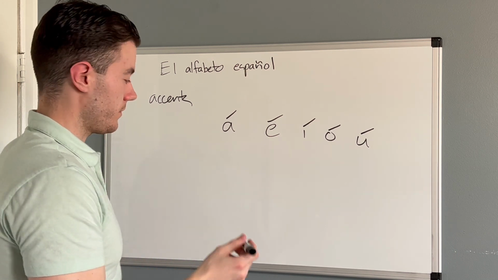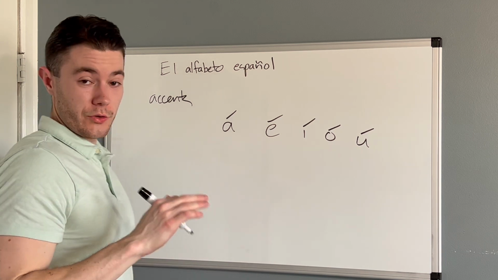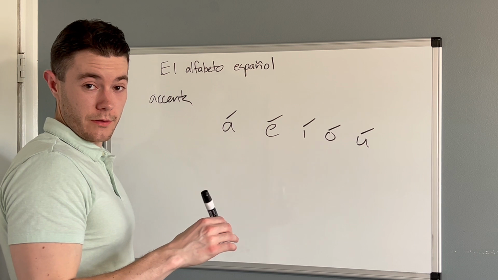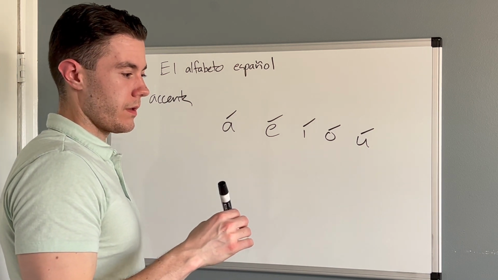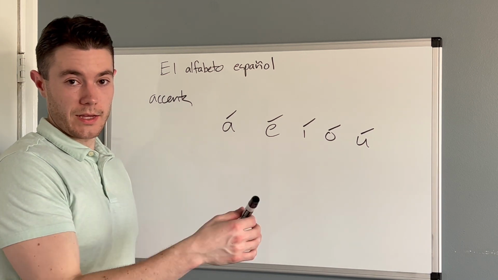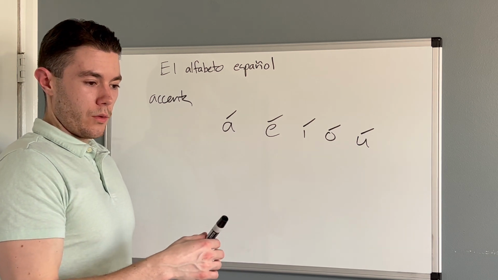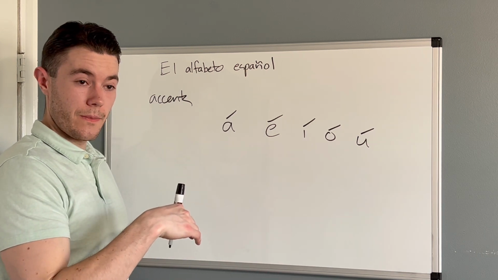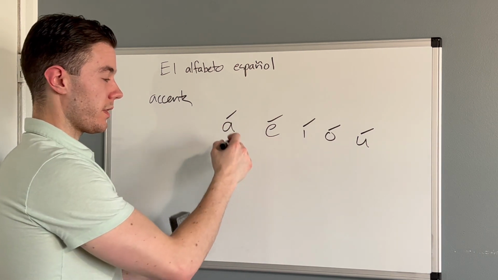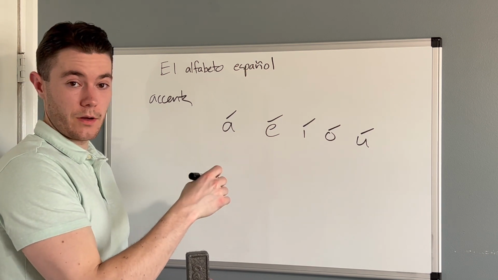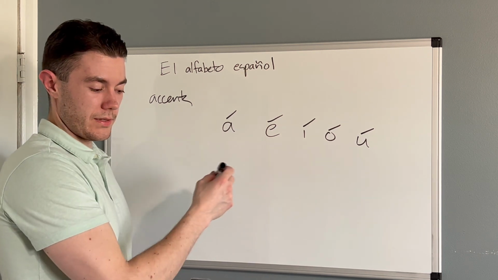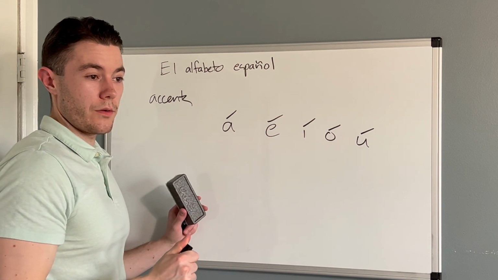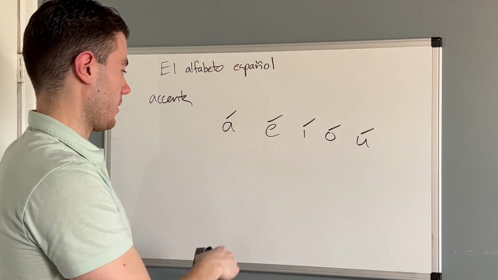So stress is very regular. I'll make another video explaining stress. It's very regular in Spanish. If the word ends in a consonant, it falls on the last syllable. If it ends in a vowel or an S or an N, a few other things, it falls on the second to last syllable. But if you see a word with an accent on a syllable that doesn't follow the rules, that's because that's the syllable that's stressed. So if the word doesn't follow the normal rules, it will have an accent mark.